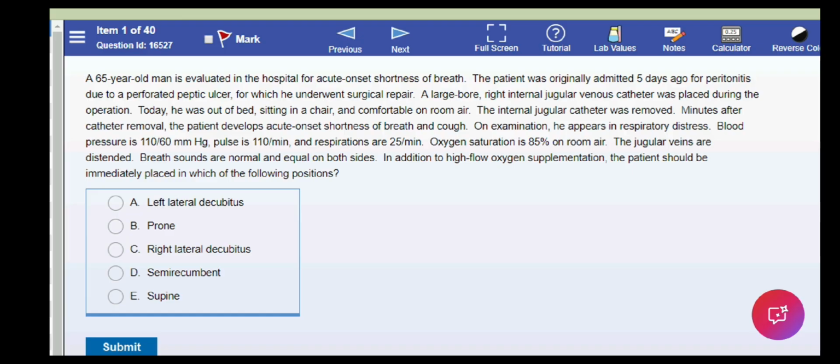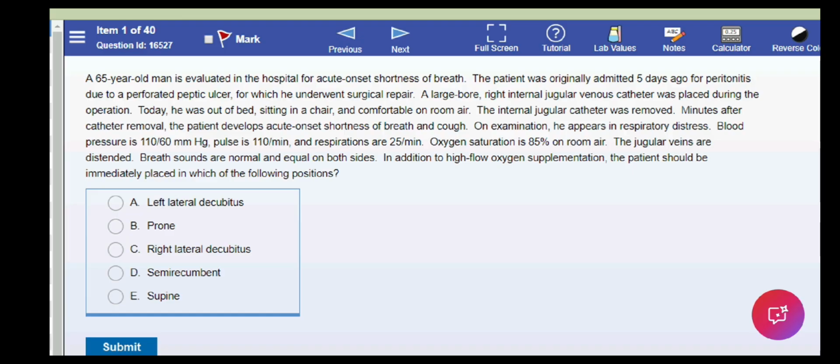The internal jugular catheter was removed. Minutes after catheter removal, the patient develops acute onset shortness of breath and cough. So we have something related to this jugular catheter. About the surgical and perforated ulcer, from here we can say that the case starts. Minutes after catheter removal, the patient develops acute onset shortness of breath and cough.